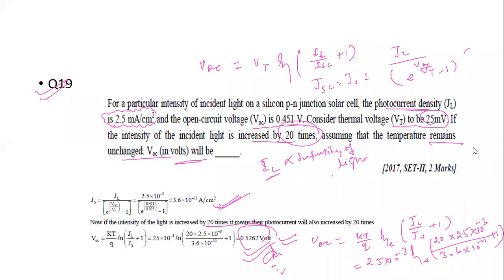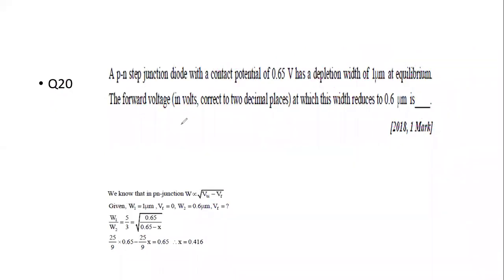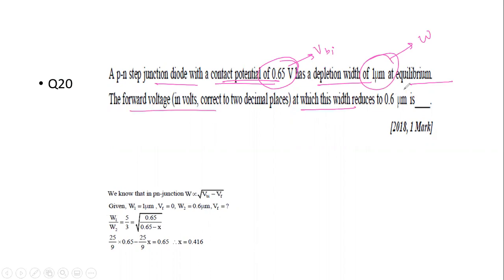Now come to the next question. This is question number 20. A PN step graded junction diode with a contact potential VBI has a depletion width of 1 micrometer at equilibrium conditions. Find the forward bias voltage at which the width reduces to 0.6 micrometer. As you know, in the case of forward bias, this is VBI minus VF. In the case of reverse bias, this is VBI plus VR.